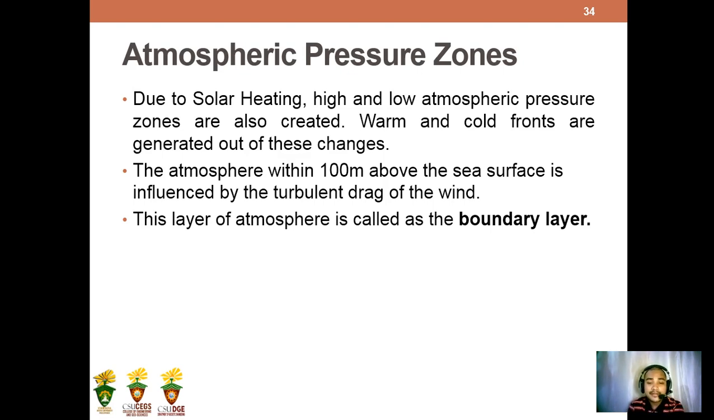The atmosphere within 100 meters above the sea surface is influenced by the turbulent drag of the wind. So the wind is stronger there, within 100 meters above the sea surface. This layer of atmosphere is also called the boundary layer. The layer that is 100 meters above the sea is what we call the boundary layer. So you experience turbulent drag of the winds there.